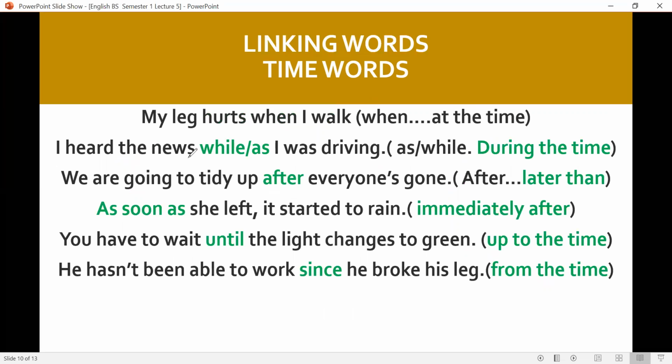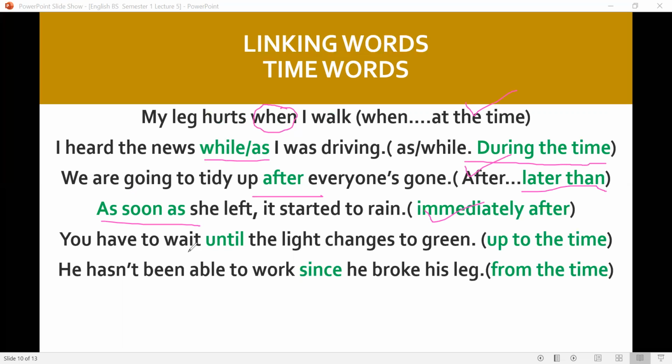Time words. My leg hurts when I walk. When I walk, at the time when I walk. I heard the news while or as I was driving, during the drive time. We are going to tidy up after everyone's gone, later than their departure. As soon as she left, it started to rain. As soon as, immediately after. These are the time words, linking words of time.